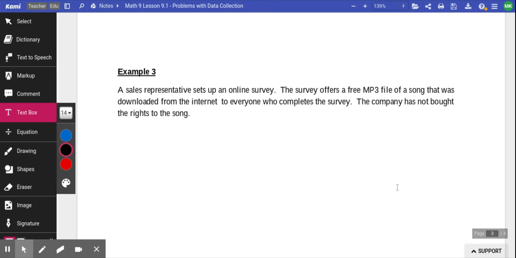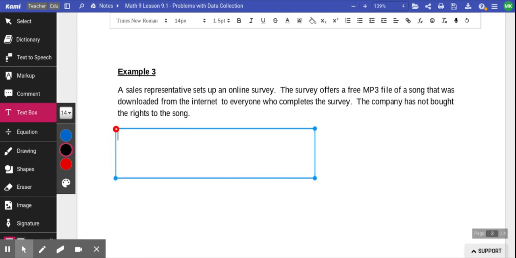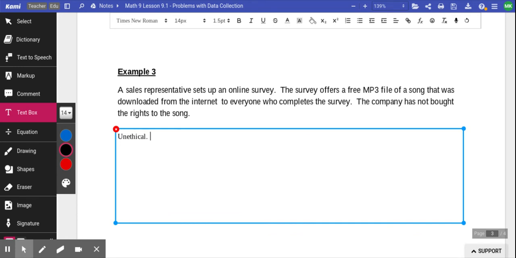Let's talk about the first problem, which is probably the biggest problem: this is unethical. The reason it's unethical is you should not be bribing people to complete a survey. By offering a song to do the survey, you're bribing people to come and do your survey, which influences your results. Somebody might really like that song and they want it for free, so they're going to do the survey for you. And now you're bringing those people in to do your survey. You're kind of choosing a group of people, which is giving a bias to it.